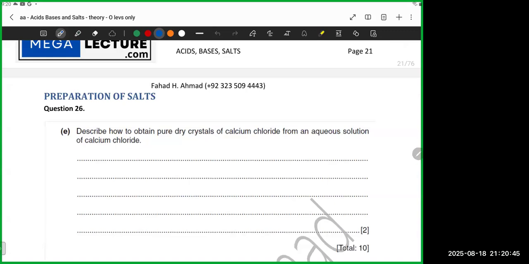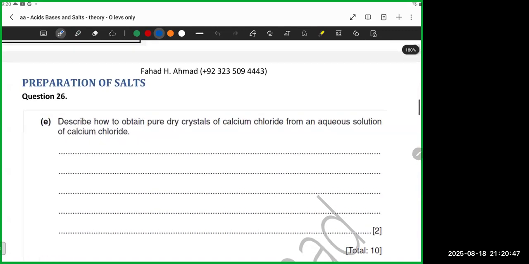Now remember, over here, how to obtain pure dry crystals of calcium chloride. This is the salt that you want to prepare. The question is actually pretty simple, but let's do the question first. In this question, the solution is already there. You already have an aqueous solution of calcium chloride. All you need to do is obtain pure dry crystals of calcium chloride.